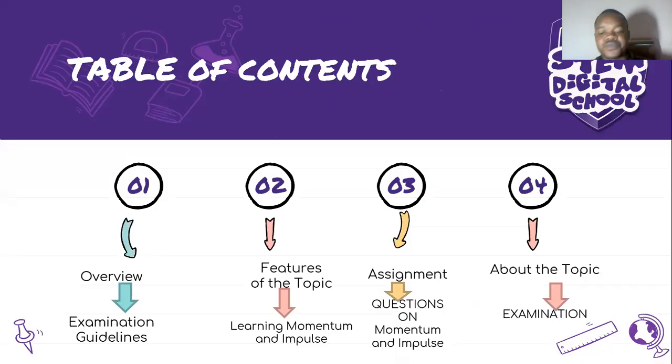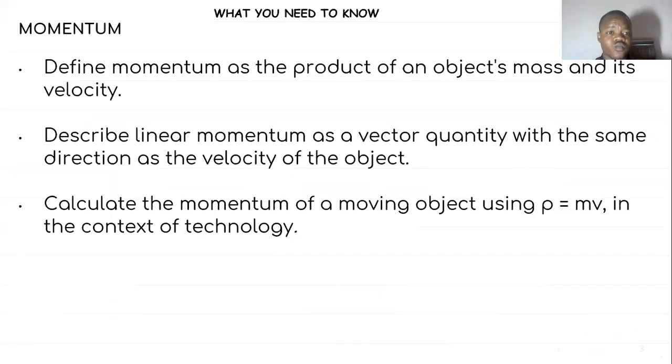Right, so the lesson overview for today will be based on the examination guidelines, what we need to know in this particular topic. Then in features of the topic, we'll definitely be learning momentum and impulse, and we will be dealing with questions on momentum and impulse using a couple of examples, and also what is important in terms of the examination preparation and the number of marks that you can expect in this particular topic.